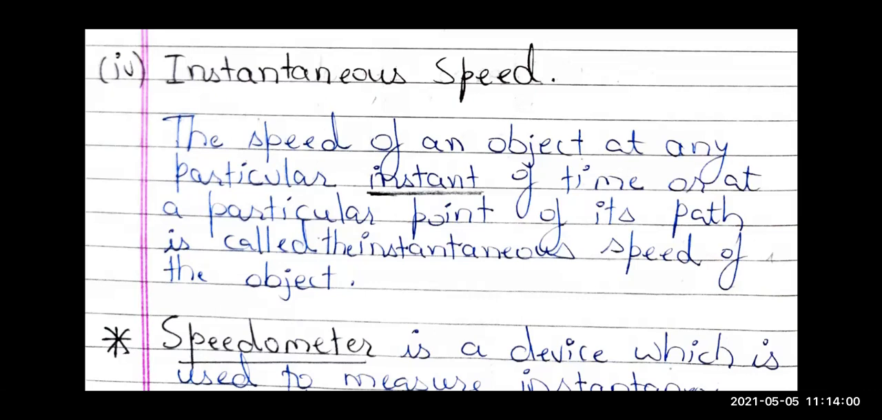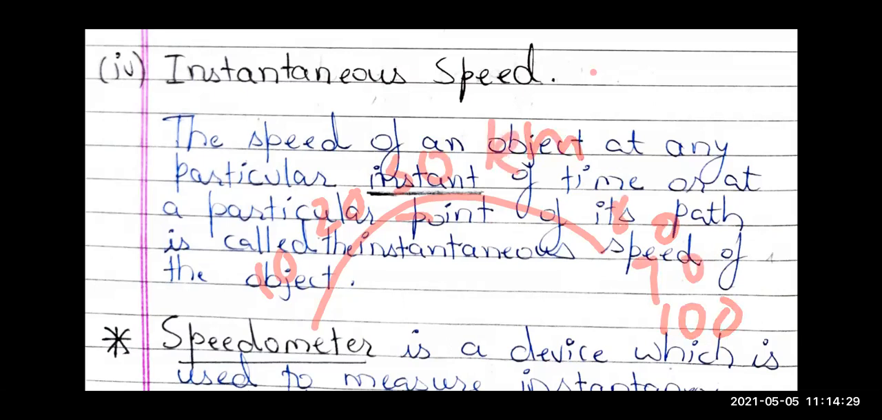So it can be defined as the speed of an object at any particular instant of time or at any particular point of its path is called the instantaneous speed. Right, beta? In your Activa, in your bikes, you will see there is a speedometer which indicates, here you might have seen 10, 20, 30, 80, 90, 100 kilometers per hour, right? This is in kilometers per hour.